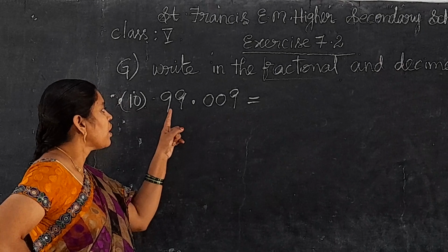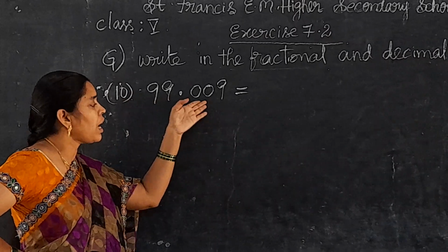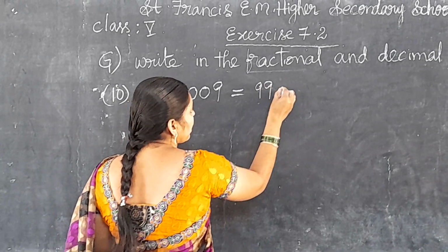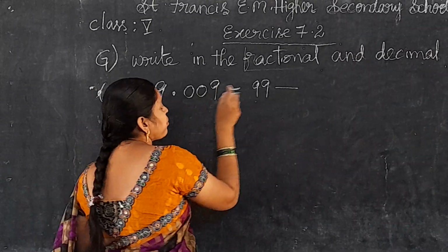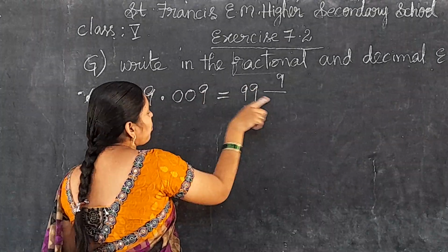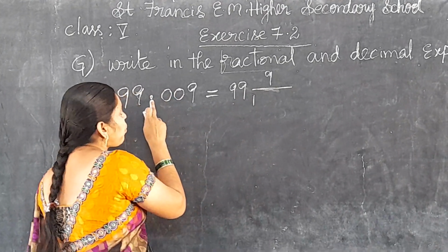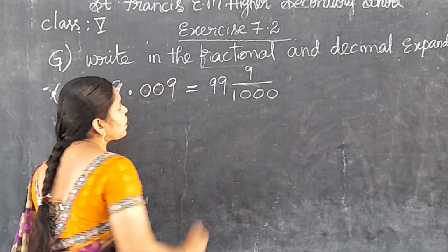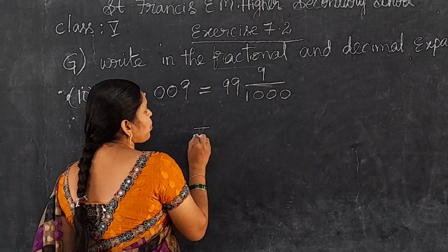See in this last sum, 99.009. 99 is a whole number. This is the decimal number. How can you write 99? You should write it in the front as a whole number. In the middle you write the fraction bar. In the numerator what should you write? 9, because on the left side 0 has no value here. In the denominator, instead of the decimal point you should write 1. And after the point how many numbers? 1, 2, 3. So 3 zeros you should write. So what is the fraction? 99 and 9 by 1000.